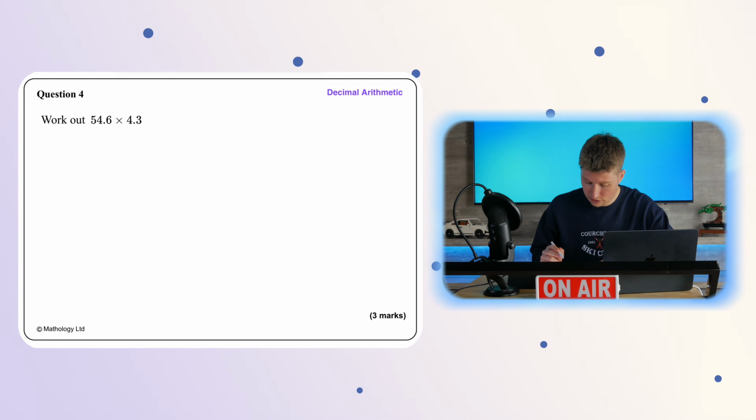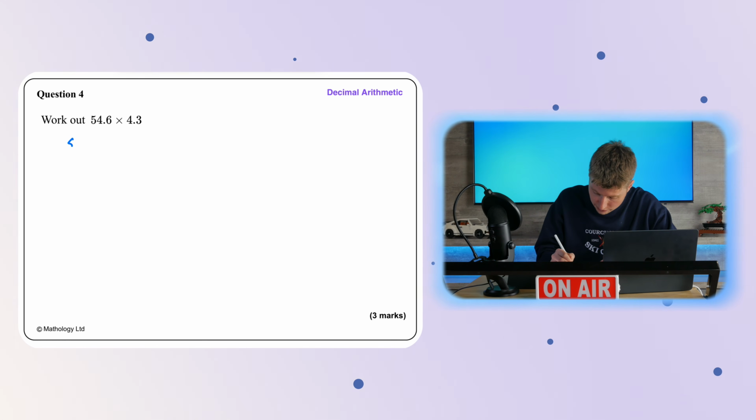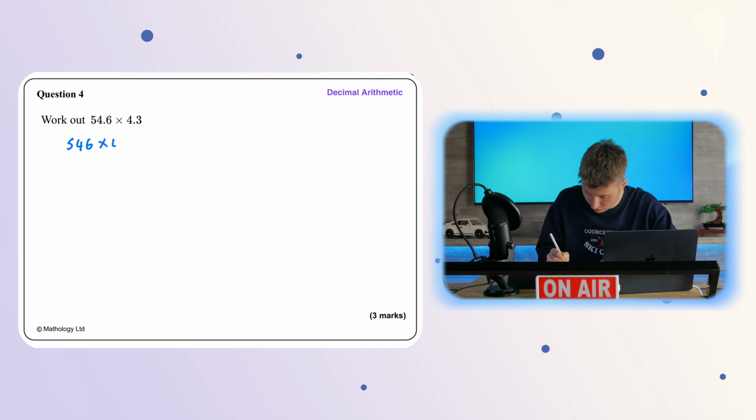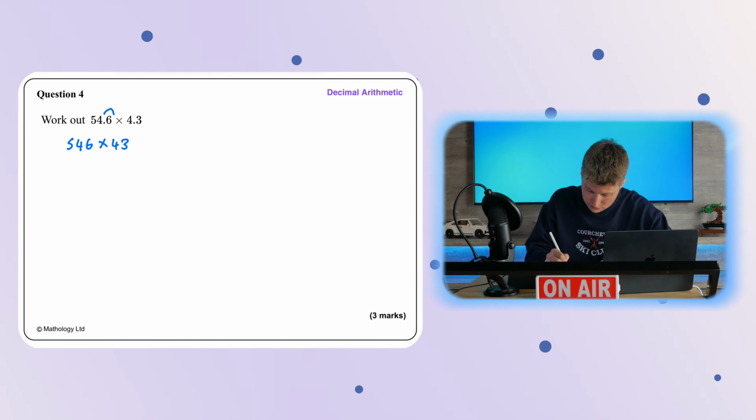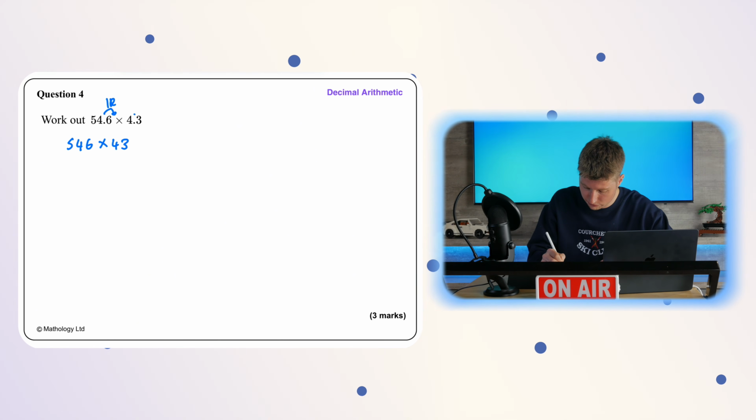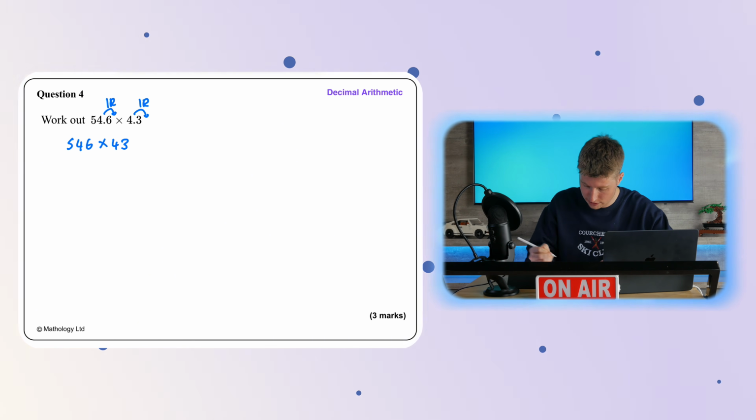Question 4 says work out 54.6 times 4.3. So to do this question, it's just decimal arithmetic. So we're going to do 546 times 43. So we're going to take the decimal points out and then put them back in. So we've moved the decimal point 1 unit to the right here, and we've moved the decimal point 1 unit to the right here.